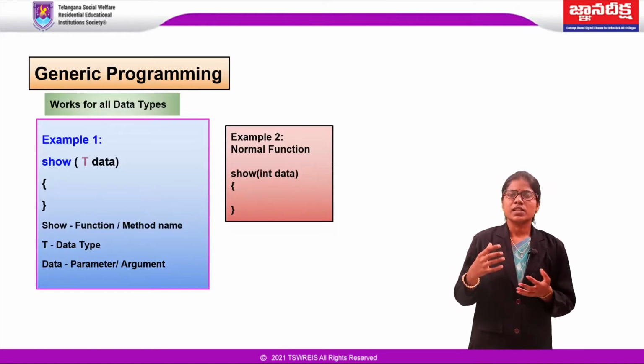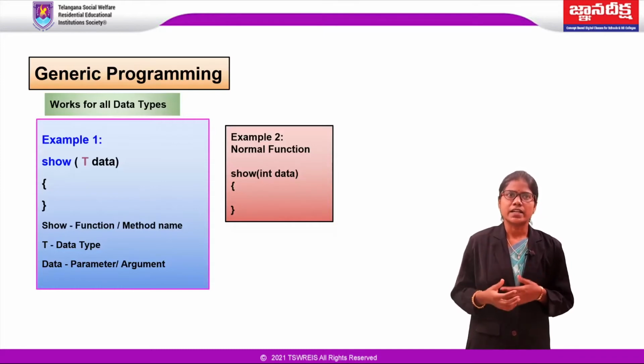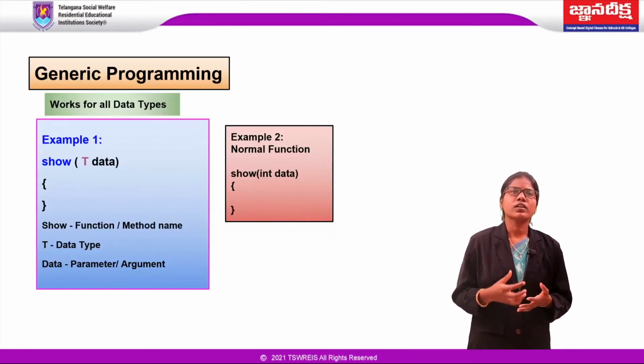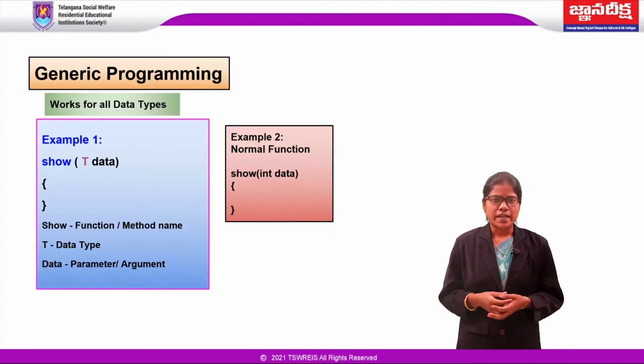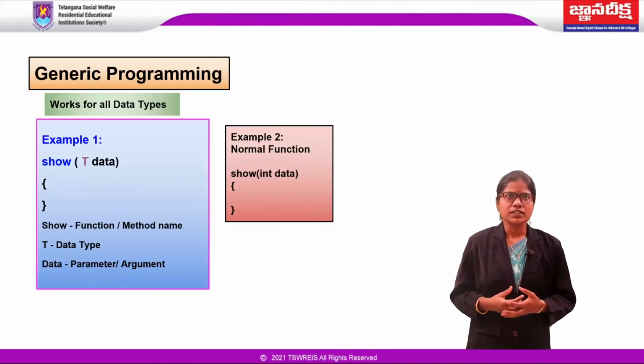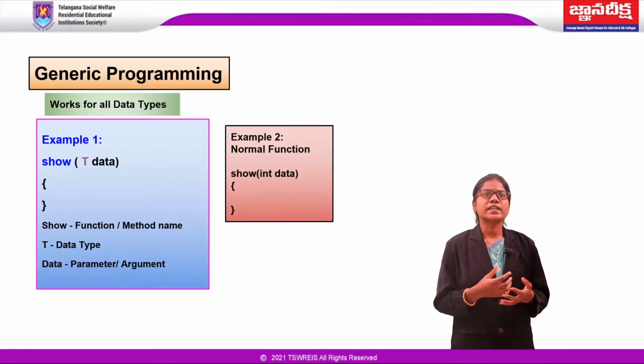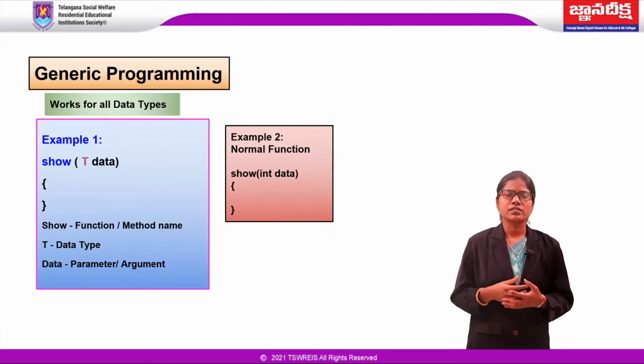Here show is a function or method name. T is data type. Here data is a parameter or argument. In order to execute any function, we need to call the function. Here we are calling the function by passing the arguments. So the syntax for function calling is function name, opening parenthesis and argument list within the closed parenthesis.